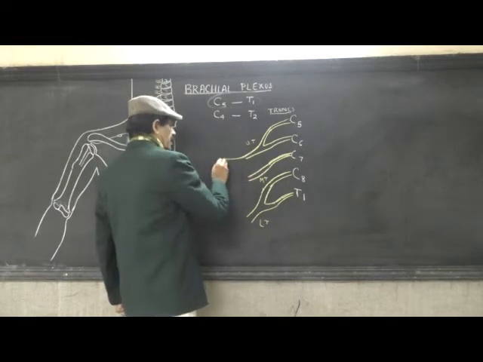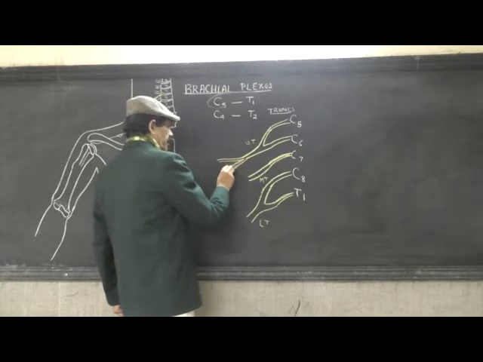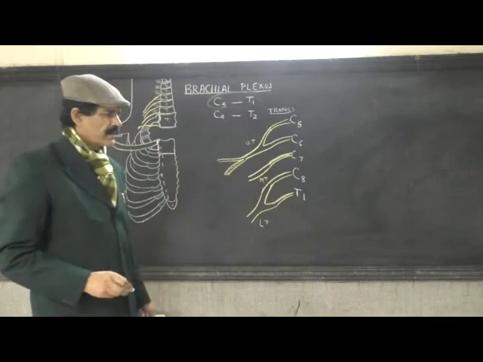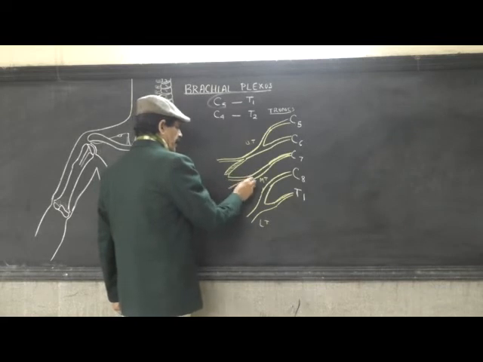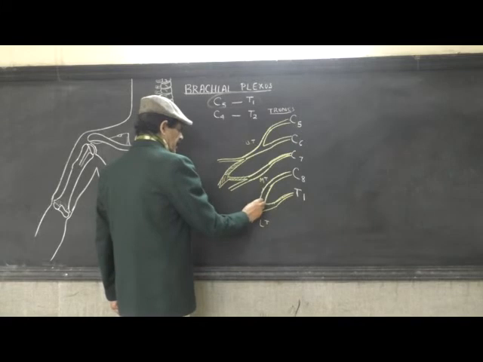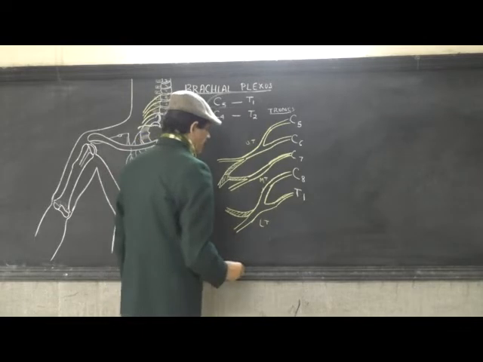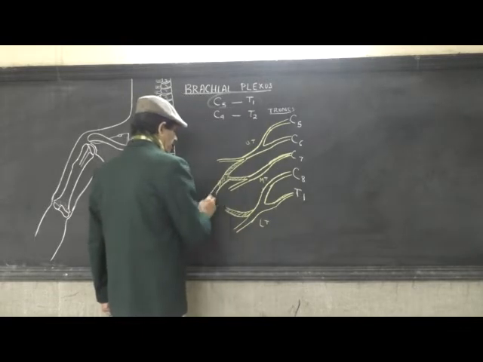Every trunk is divided into 2 divisions, one ventral or anterior, and one posterior division. We shade the posterior division to differentiate. The middle trunk is also divided into a posterior and an anterior division. The posterior divisions unite together. Similarly, the lower trunk also divides into a posterior and an anterior or ventral division. All the posterior divisions unite posteriorly to form the posterior cord of the brachial plexus.